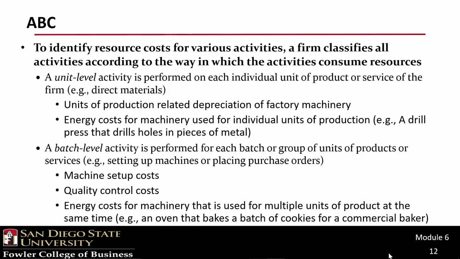A batch level activity is performed for each batch or group of units, products, or services. So think of that as setting up machines or placing purchase orders. So machine setup costs, quality control costs, or energy costs for machinery that is used for multiple units of product at the same time. For example, an oven that bakes a batch of cookies as opposed to a single cookie, of course.